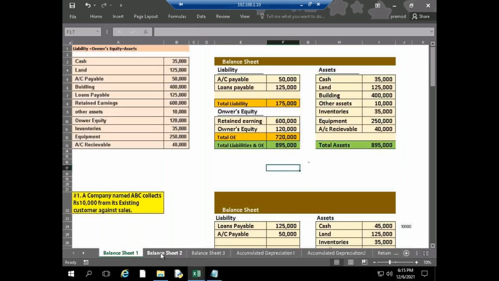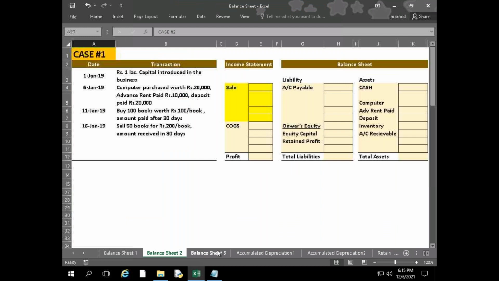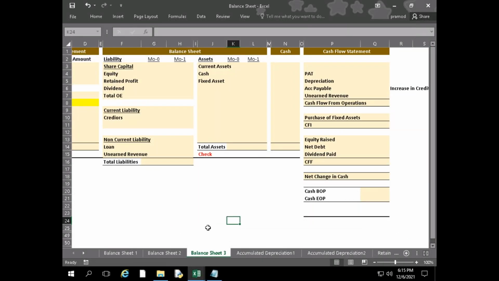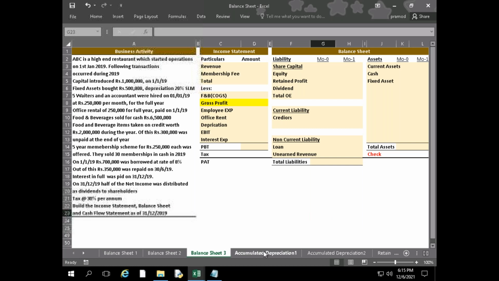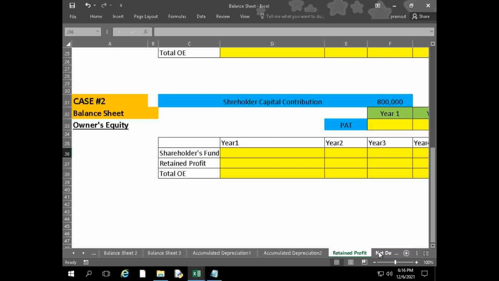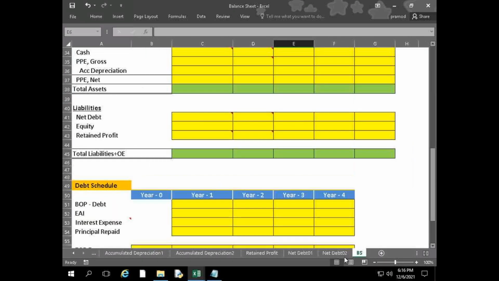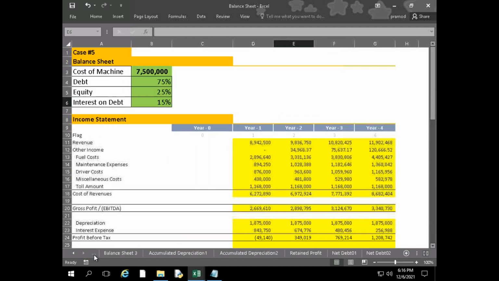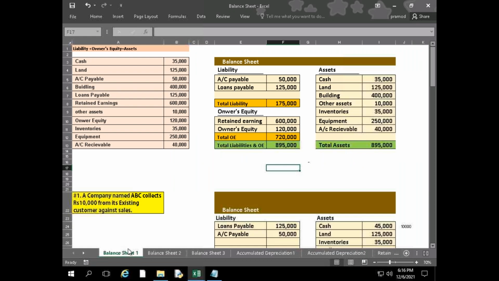After this balance sheet 1, we will go for balance sheet 2, then balance sheet 3. For balance sheet 3, we also have cash flow, so we will do cash flow as well. The depreciation, accumulated depreciation 1, 2, retained profits, net debts, and the final balance sheet. First, you start doing this balance sheet 1.